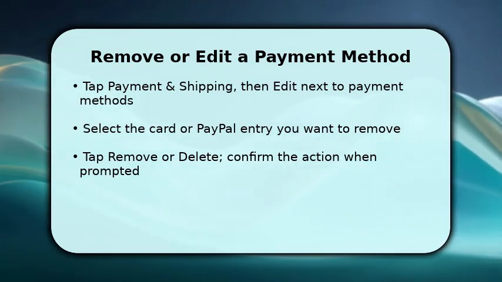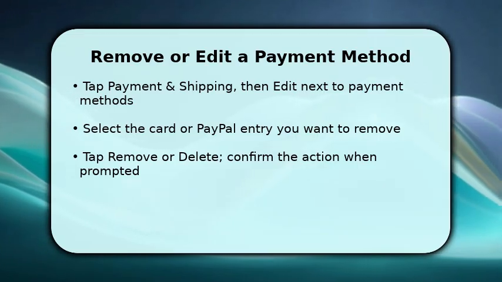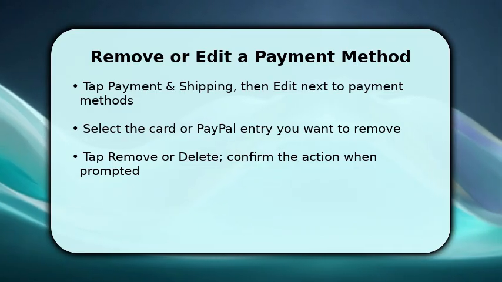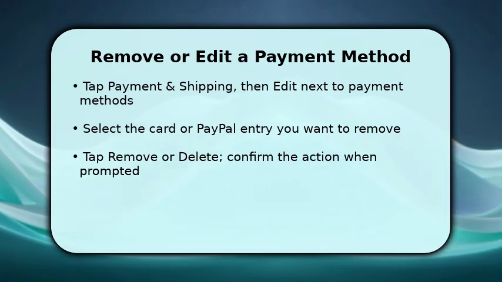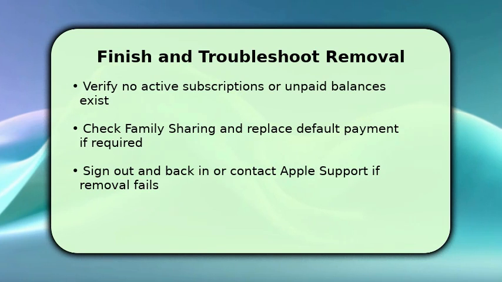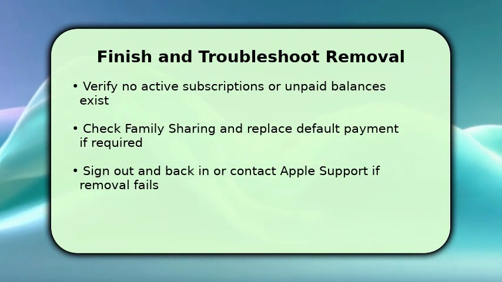If Remove is grayed out, that means a dependent subscription or family organizer requires a valid payment method. Check active subscriptions and family sharing settings first. When you confirm removal, Apple rechecks your account. After removal, verify success by refreshing the page or returning to Payment and Shipping. The method should be gone.